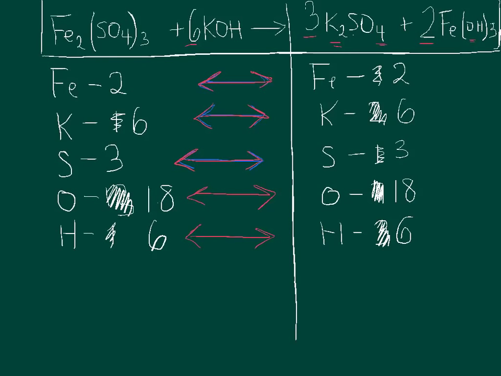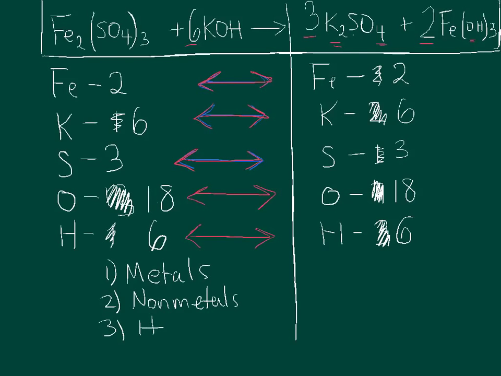Here are my steps. If you follow these steps, you should be able to balance any chemical equation. First step, start with the metals. Get the metals to balance first. Second step, move on to those nonmetals. And then third step, leave hydrogen and oxygen until the end, because usually they're going to balance themselves out.